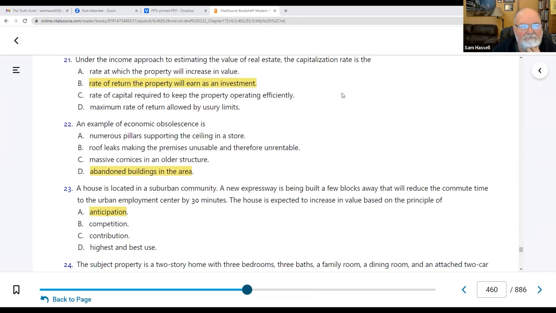Number 21, under the income approach to estimating the value of real estate, the capitalization rate is the rate of return the property will earn as an investment, B, right? That's our rate of return. That's what our cap rate is.